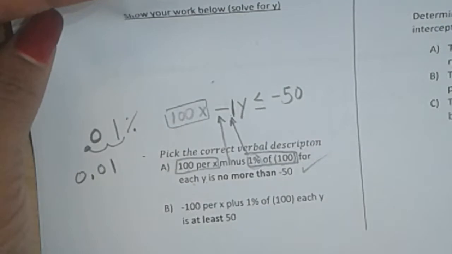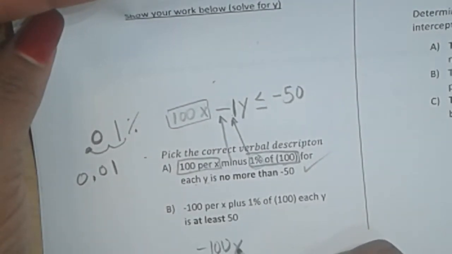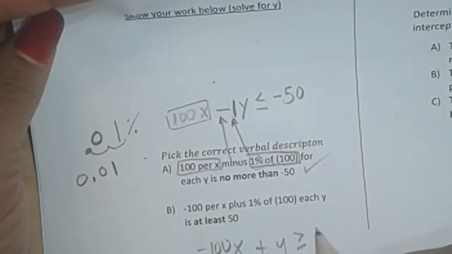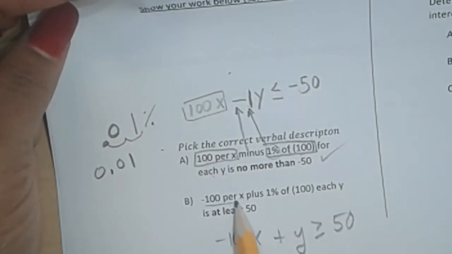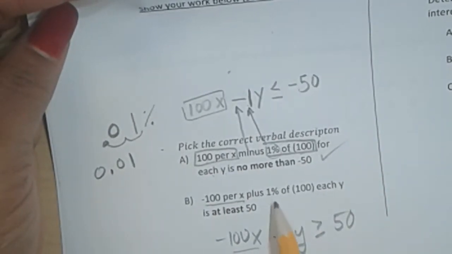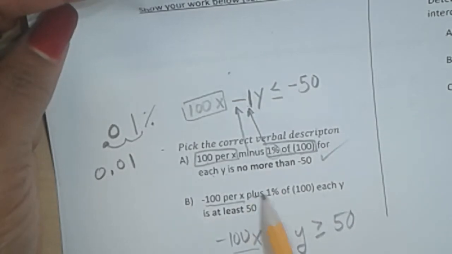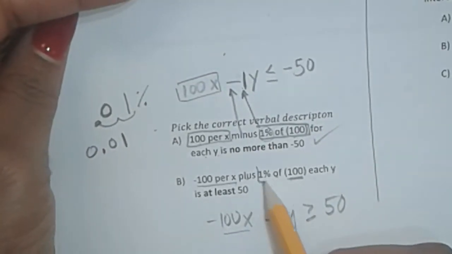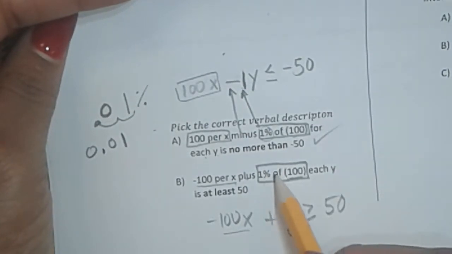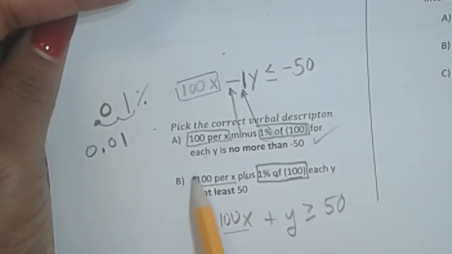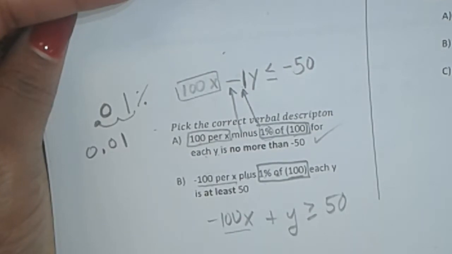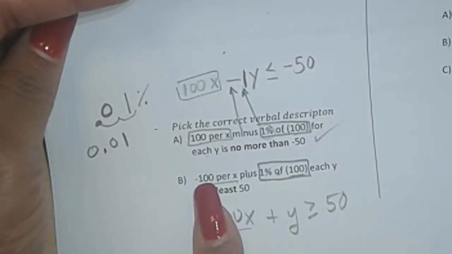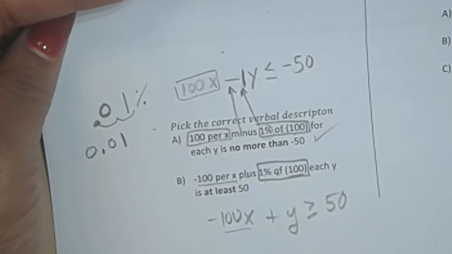So that represents that. Now let's take the negative 100x plus y is greater than or equal to 50. 100 per x. There it is. There is the stuff again. Plus 1% of 100. So what is Miss Pierce trying to tell you? On the test, you may have to take a percentage of whatever you put on the first term. Now in this one it has negative 100, but on the test, trust me, it won't be negative. I just wanted to make this problem work.